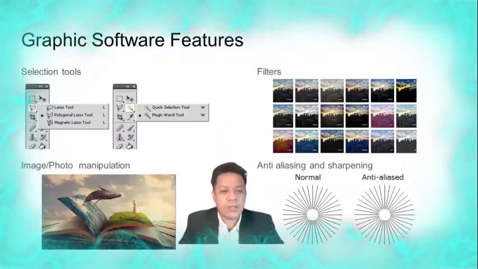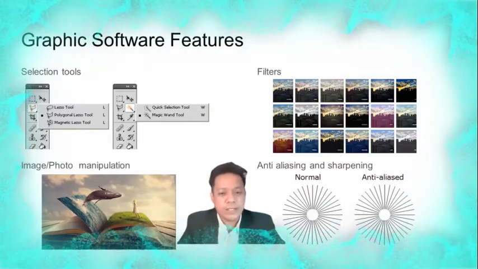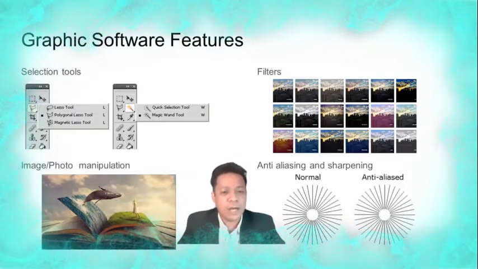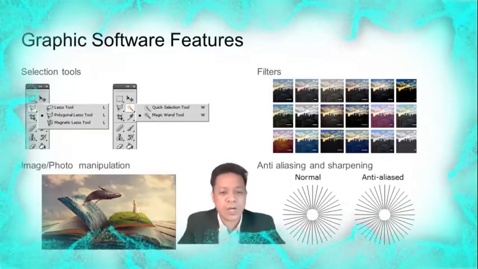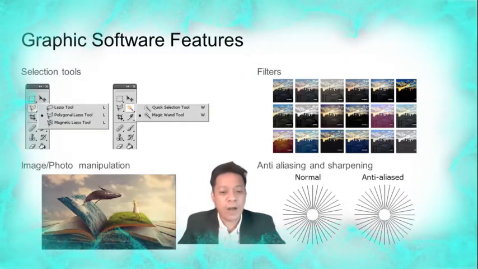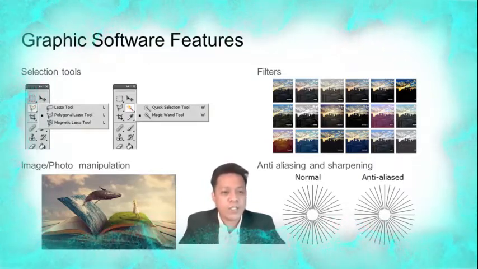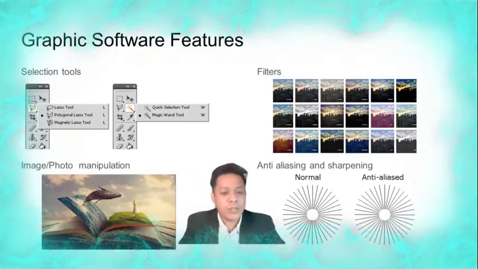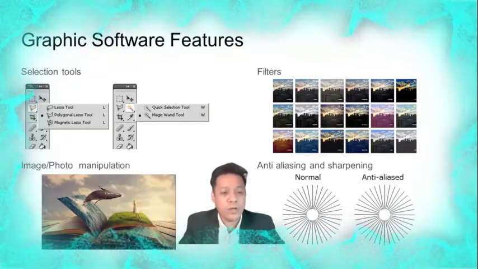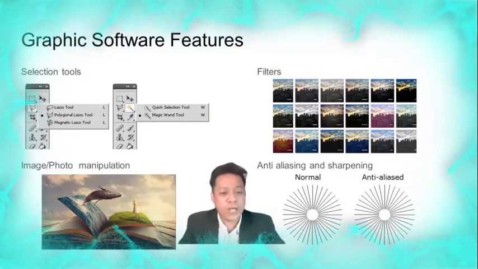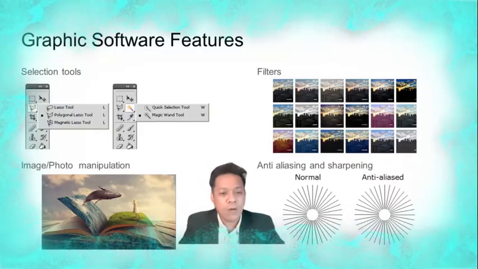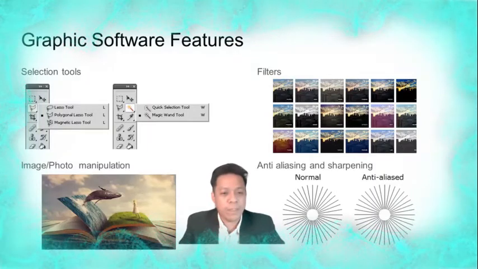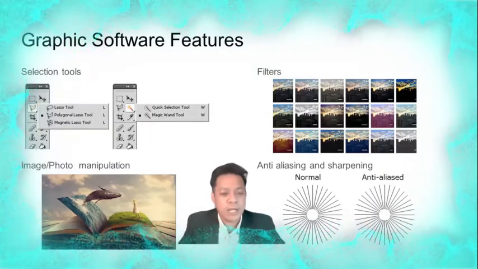Okay, another thing that is also important for the students to understand is the graphic software features. There are basic features that are common to any graphic software. For example, selection tools, whereby we use these selection tools to arrange, rearrange, and locate our artwork across the screen of the software. Okay, so this is the selection tools.